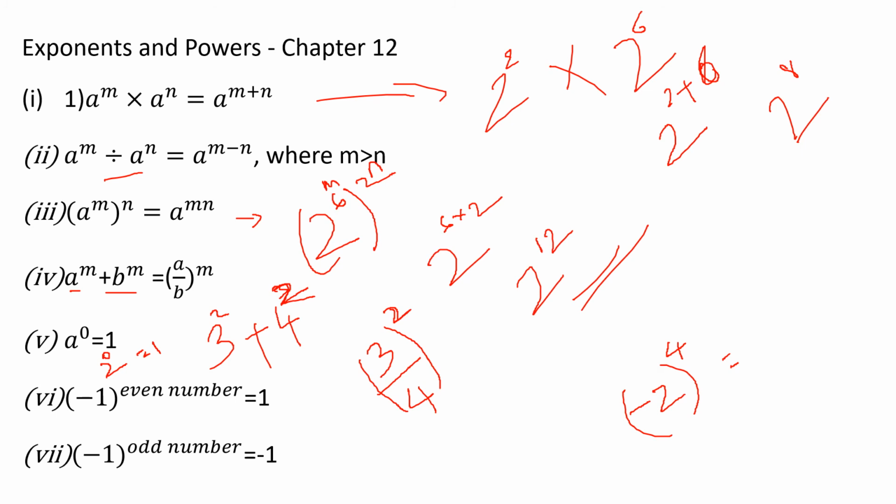Any negative number with an even power means the answer will always be positive. If you see any negative number with an even power, the answer will always be positive. And if you see any negative number and the power is an odd number, then the answer will always be a negative number.